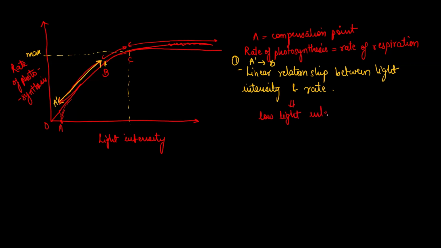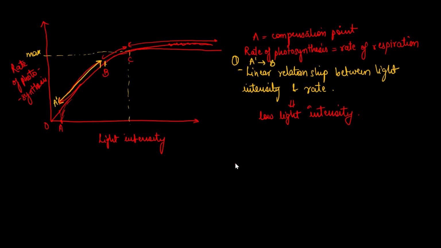Low light intensity. Okay. If there is low light intensity, there will be a linear relationship between light intensity and rate, meaning as you increase the light intensity, the rate of photosynthesis will also increase.